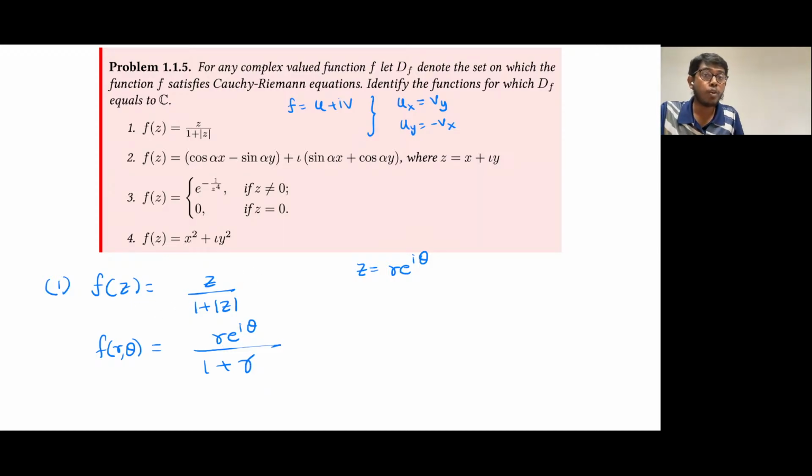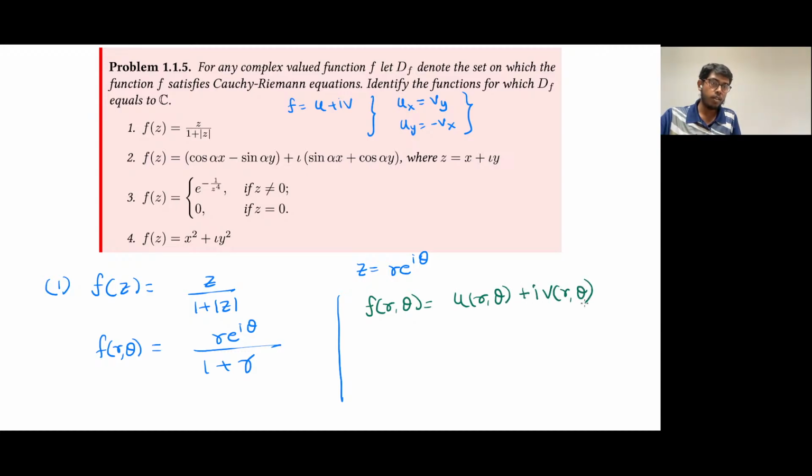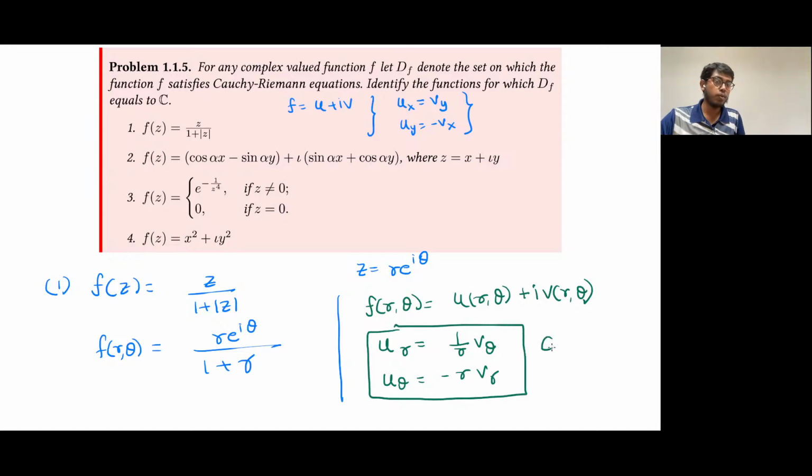Now we recall the Cauchy-Riemann equations in the usual coordinates, and in (r, θ) coordinates. So f(r, θ) = u(r, θ) + iv(r, θ), and then u_r = (1/r) v_θ and u_θ = −r v_r. So these are basically the Cauchy-Riemann equations in polar coordinates.